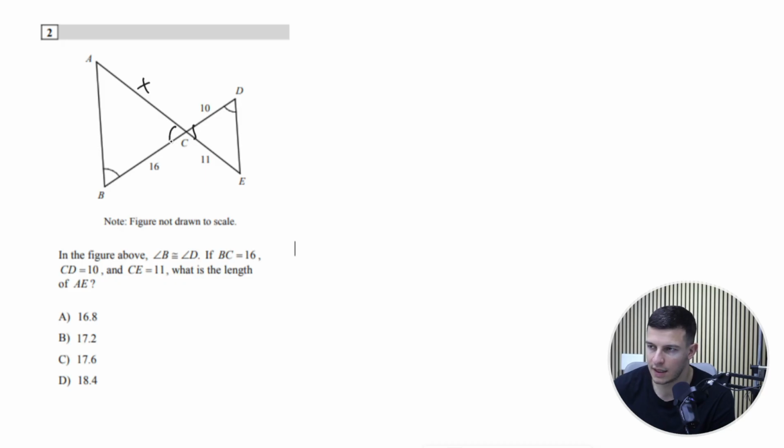We see that these angles are adjacent, meaning they're equal to each other, and B and D are also equal to each other, which means these triangles are similar, so we can use the proportion rules here. We can say, for example, CD divided by BC has to be equal to CE divided by AC. Yes?